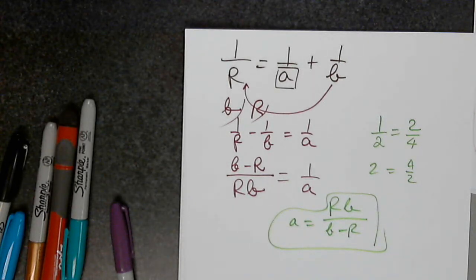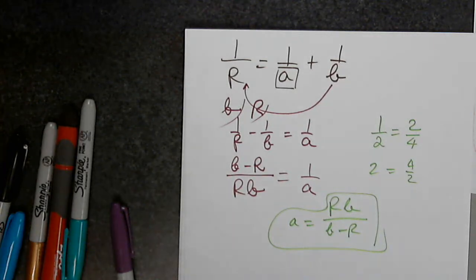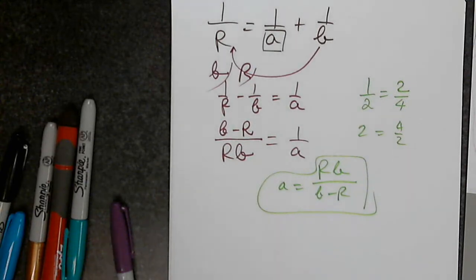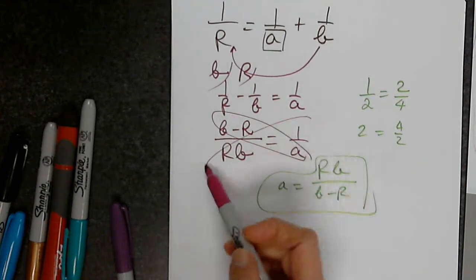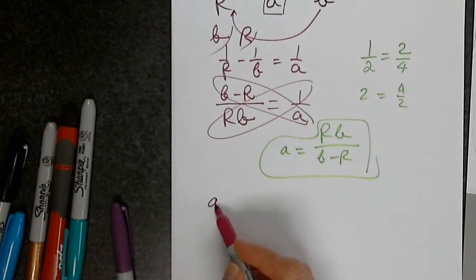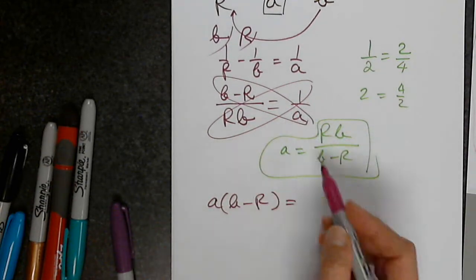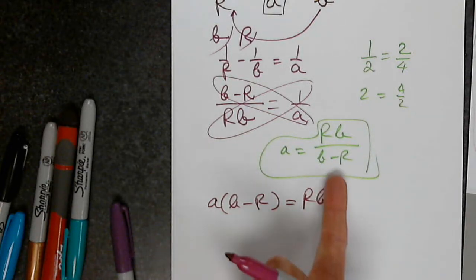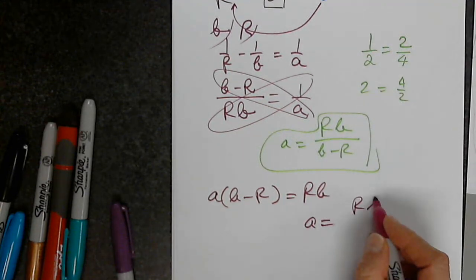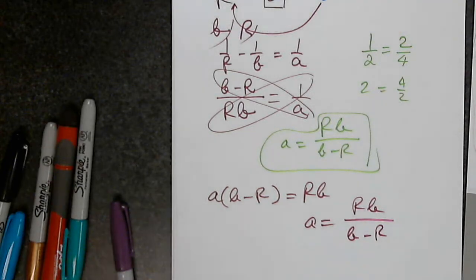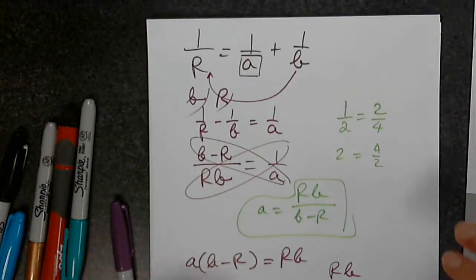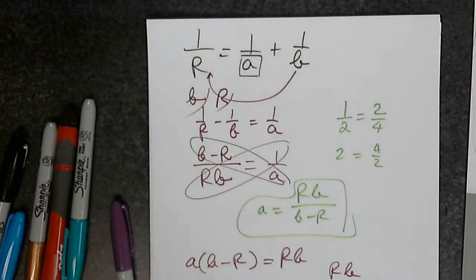So A over B equals C over D is the same as B over A equals D over C. Do you have to do this? No. You can cross multiply. But you have one more step. You have A times (B minus R) equals RB. And you'll get the same thing. You're going to divide both sides by B minus R. So A equals RB over B minus R. Same thing. But it's a good trick to remember. You can do that in a proportion, but only proportion.